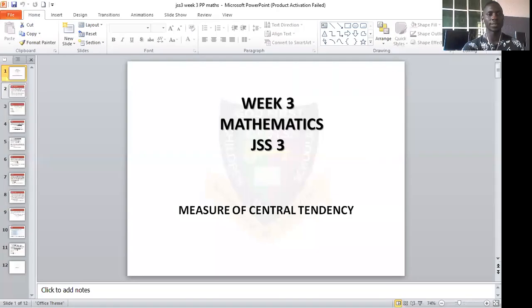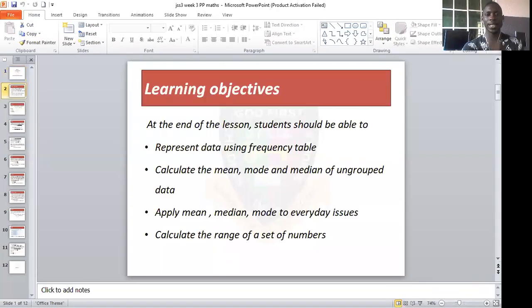So this is the learning objective. At the end of the lesson, students should be able to represent data using a frequency table. That is, you represent data, and there are some grouped data and ungrouped data. Ungrouped data is just like raw data, data that are not arranged. You can be given several numbers which are not well arranged, probably numbers like 2, 8, 10, 13. They are not arranged. We call them raw data. So you arrange it and represent them with what?